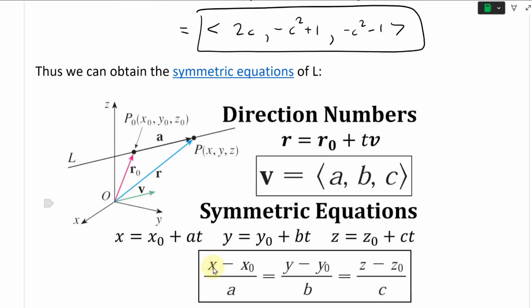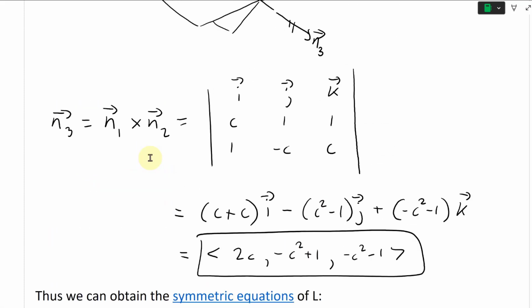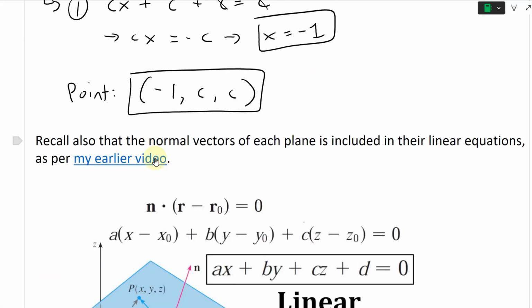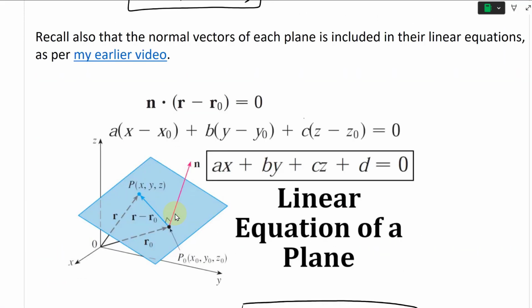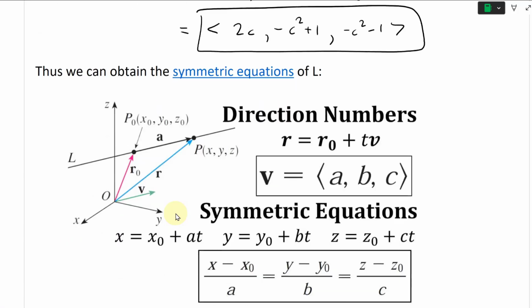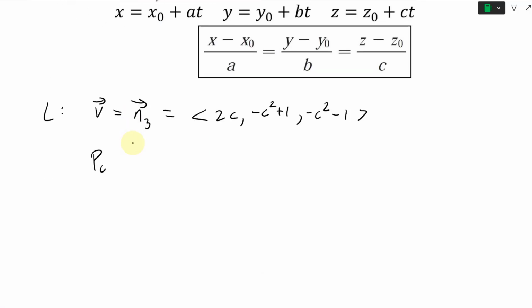And then the next part we need is just the x naught, y naught, z naught. Again, that's just a point on the line, and we already know a point on the line, and that's over here, the point -1, c, and c. So our P naught equals -1, c, and c. So we have everything to make the symmetric lines. So thus we have the symmetric lines.